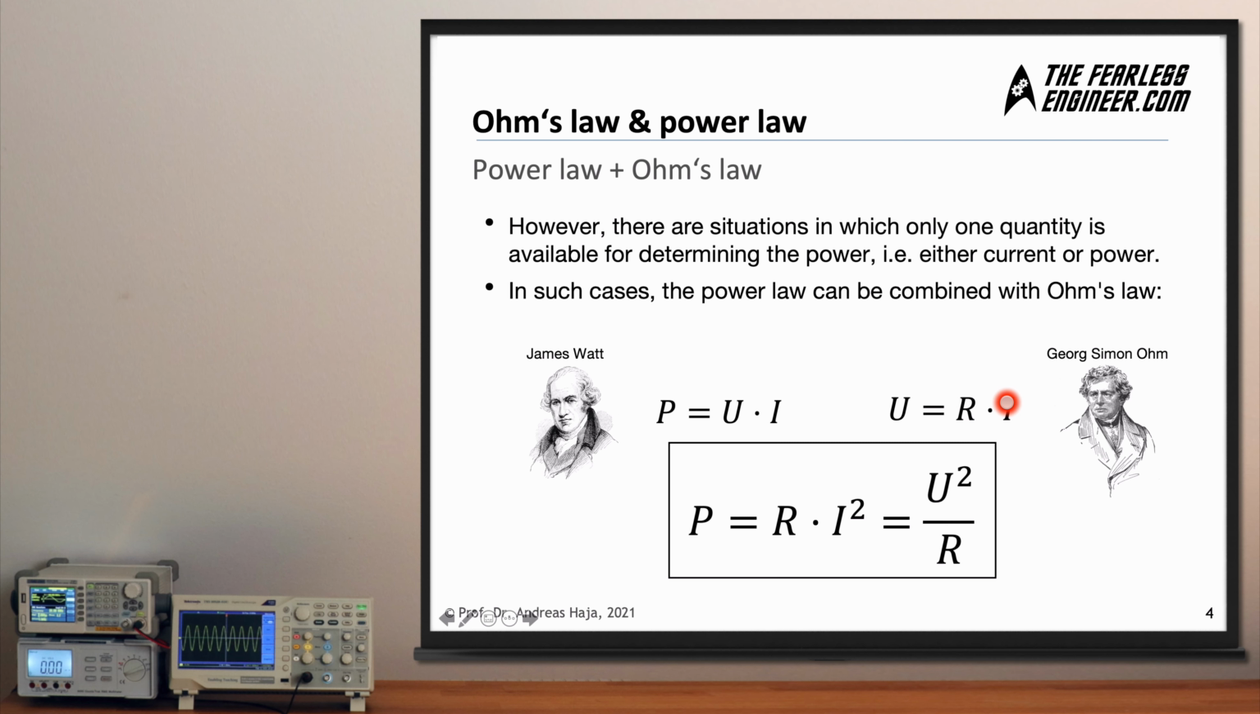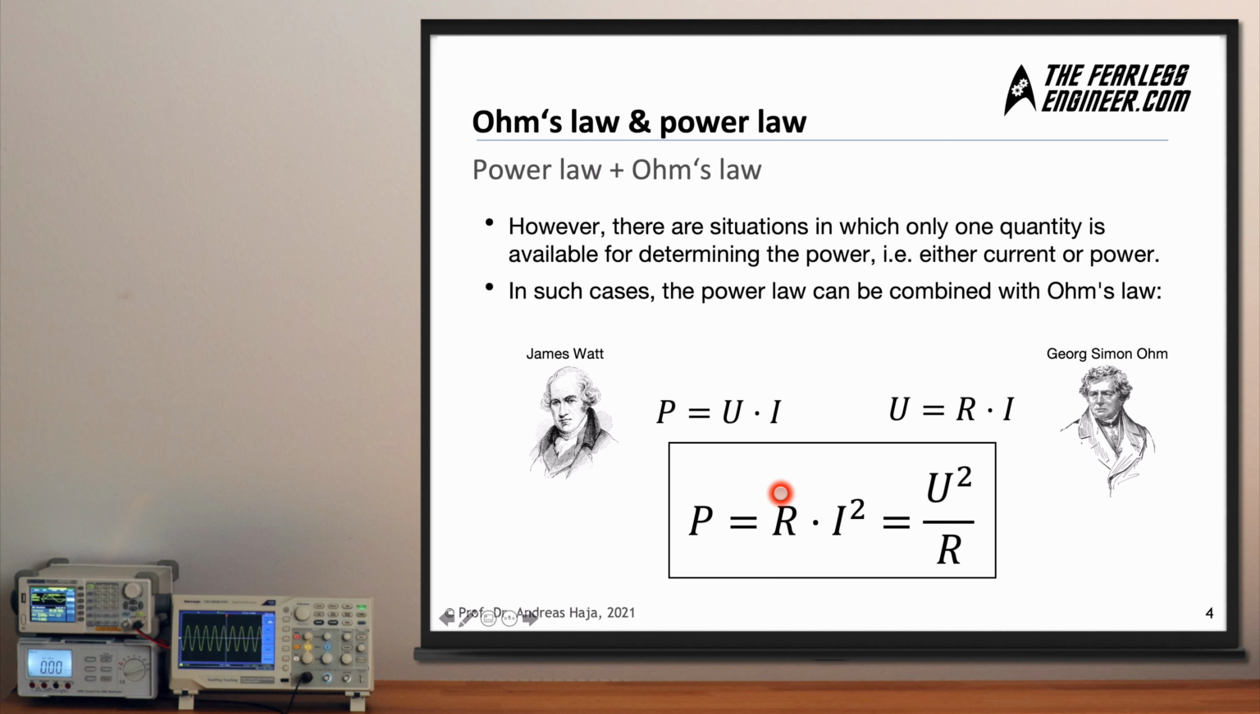which states that voltage is resistance times current, into the power law, and then we get this very simple form: power equals resistance times current squared. So we now only need the current measurement and the resistor value, which we might measure using a multimeter, or simply read from the color code printed onto the resistor, and then we can compute the power consumption of this resistor. Obviously, this can also be the resistance of a complex device. It doesn't have to be the actual resistor.